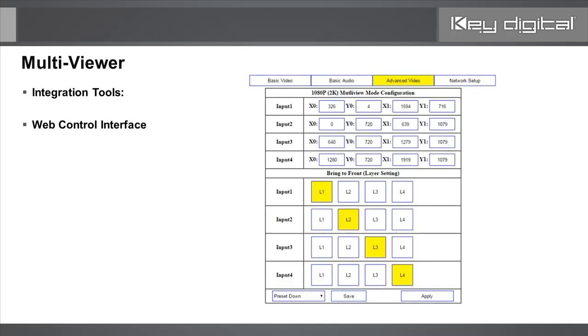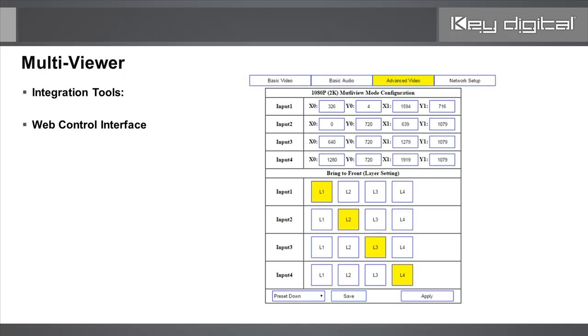You have advanced video as well. The advanced video allows you to basically create any layout you wish with the Multiviewer MLV 4x2 Pro. We take a look at the top section where you have X0 and Y0, X1 and Y1. For each of your 4 inputs, you could choose values for the top left and bottom right corners of that window. So you can build your own custom layouts.